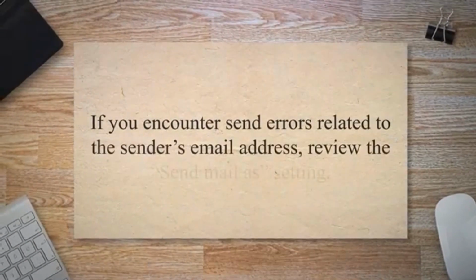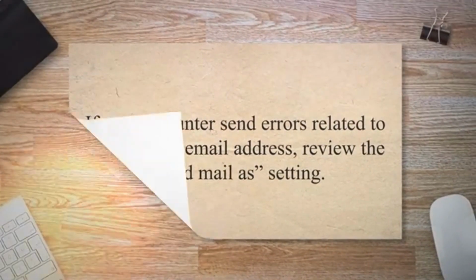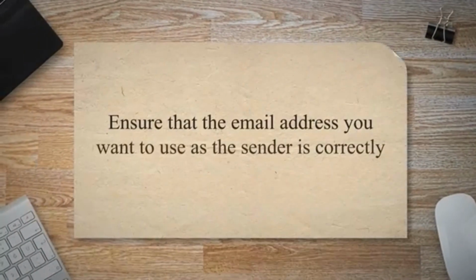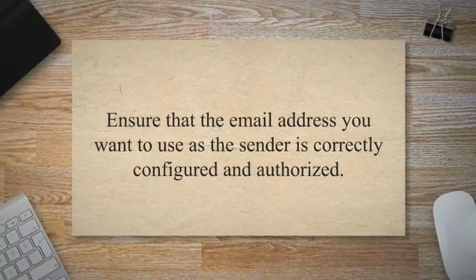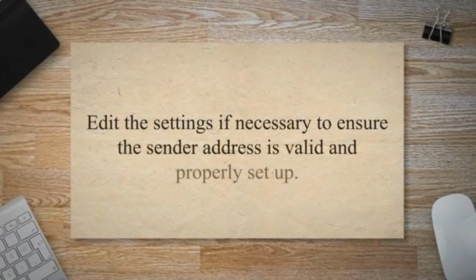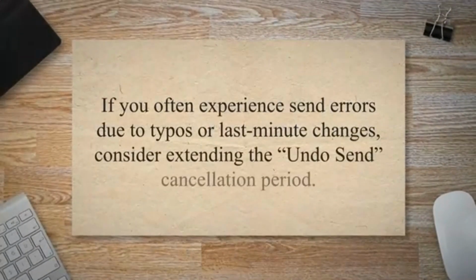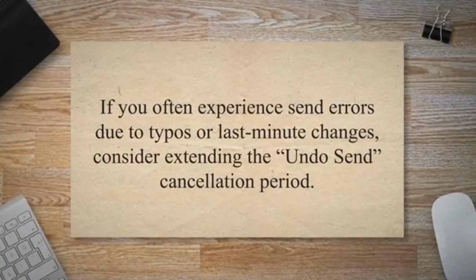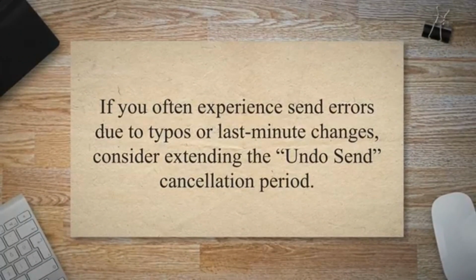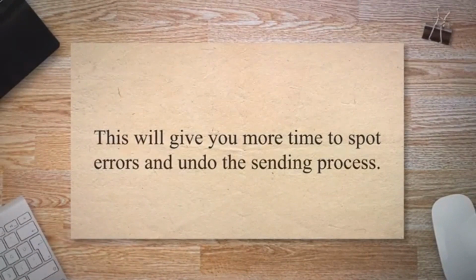If you encounter send errors related to the sender's email address, review the send mail as setting. Ensure that the email address you want to use as the sender is correctly configured and authorized. Edit the settings if necessary to ensure the sender address is valid and properly set up. If you often experience send errors due to typos or last-minute changes, consider extending the undo send cancellation period. This will give you more time to spot errors and undo the sending process.